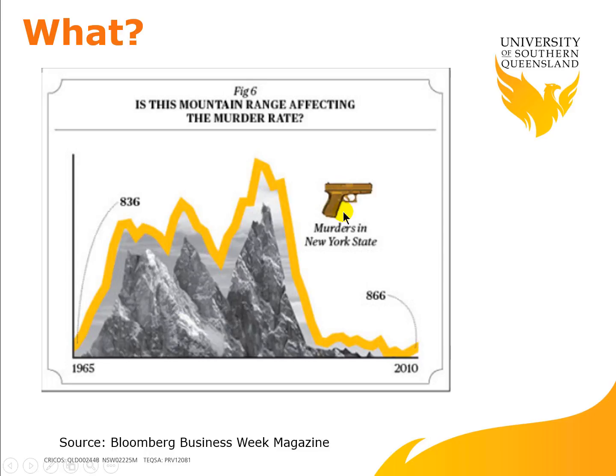This one is murders in New York State, and this mountain range has the same shape as the rate of murders in New York State. Therefore, they must be related, and the mountain must be causing the murders. No, they just happen to have a similar distribution, that's all.